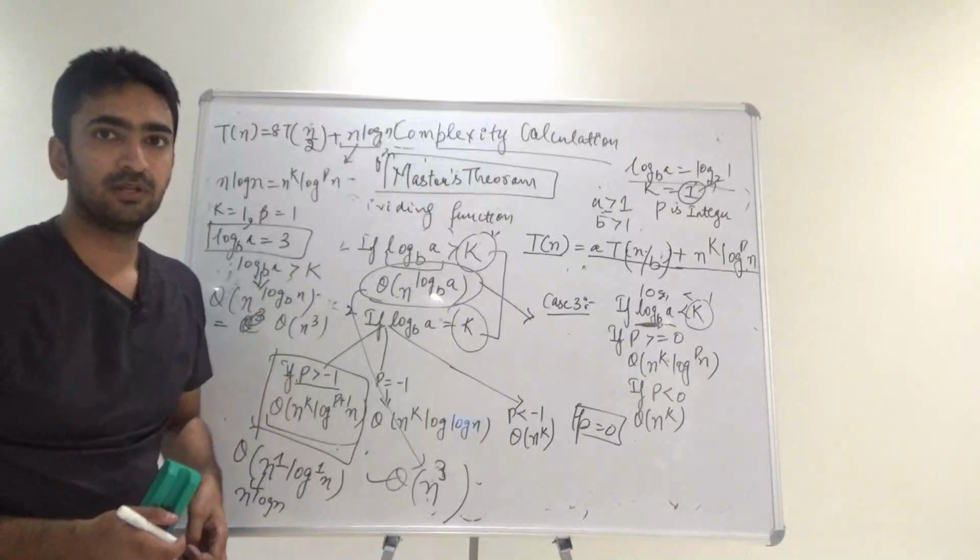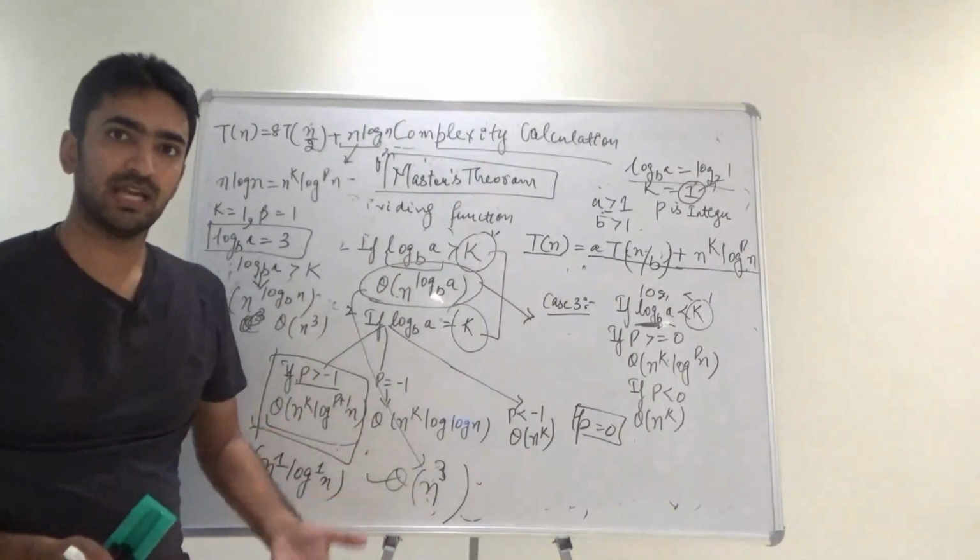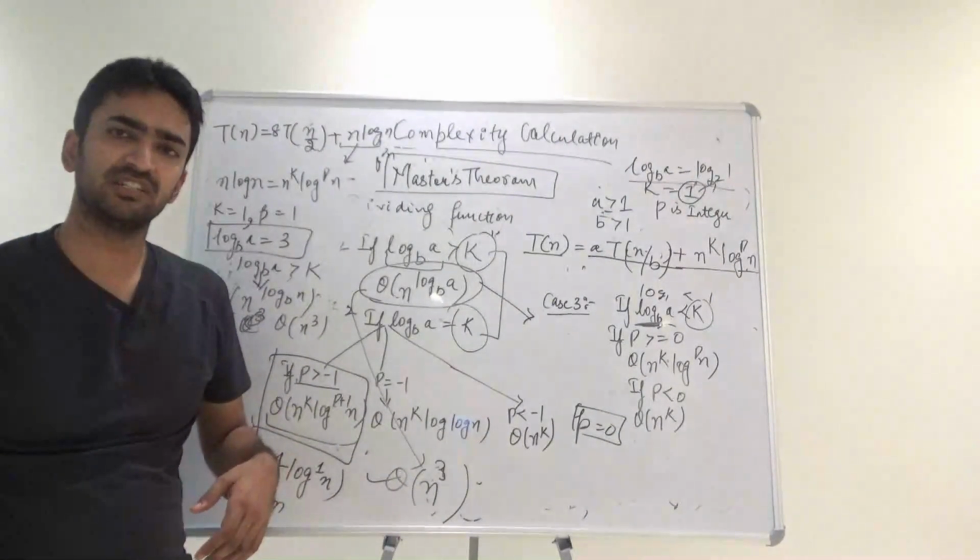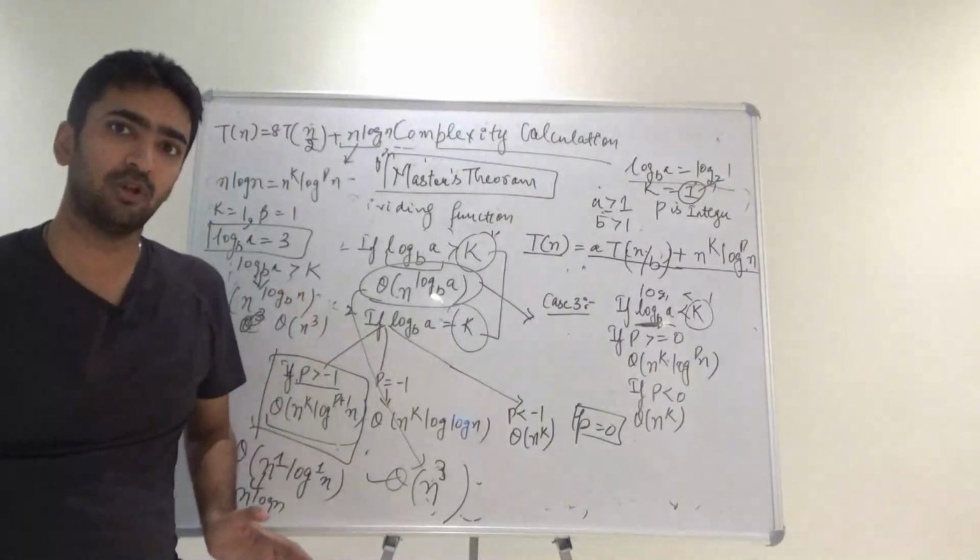So that's what we have got. These kinds of questions can be asked. You can be given various recurrence relations. You just need to find out what case it belongs to.